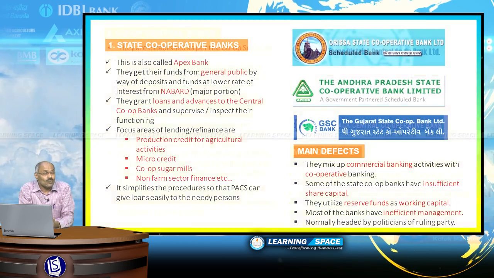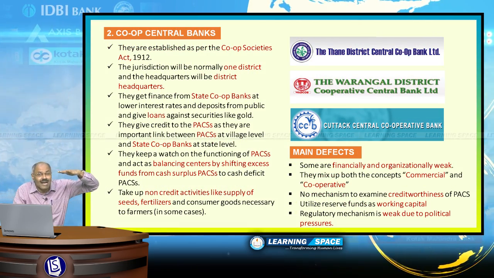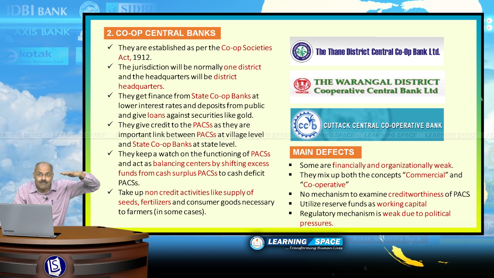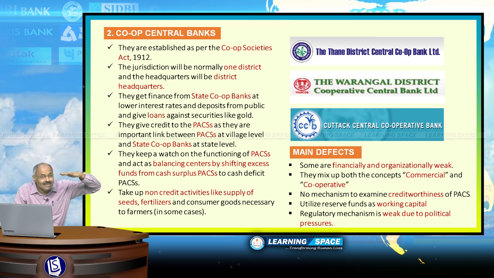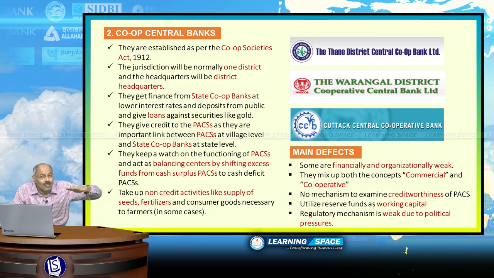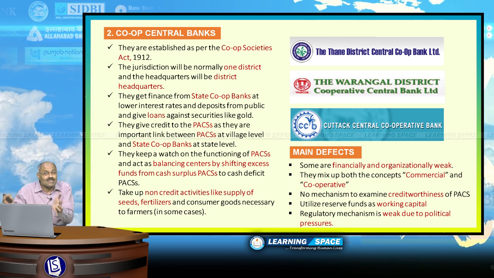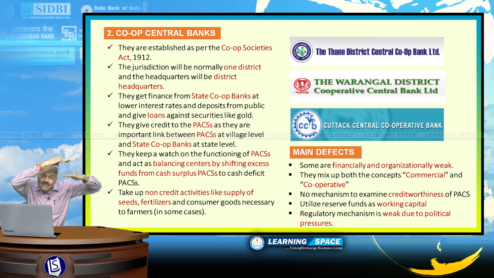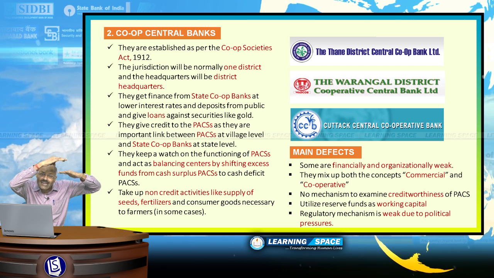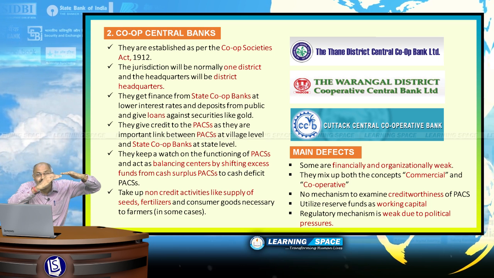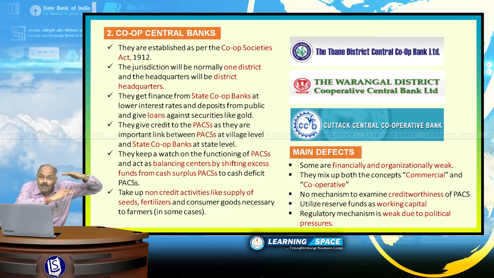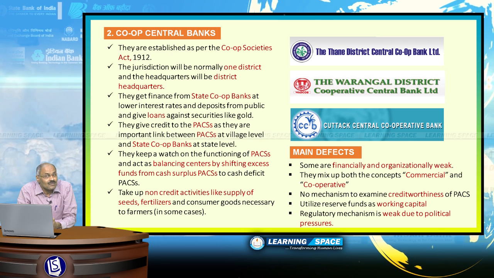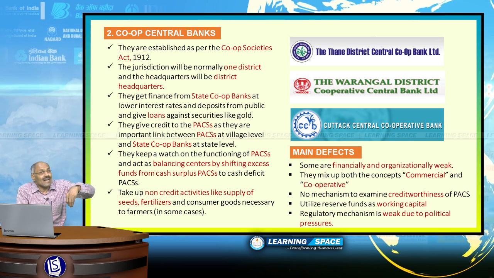If you look at cooperative central banks, they are at the district level, like the Thane District Cooperative Central Bank Limited, that is in Maharashtra. The Warangal District Cooperative Central Bank Limited, that is in Telangana. Cuttack District Central Cooperative Bank, that is in Odisha. Like that, each district may have a central cooperative bank. At the top level the state cooperative bank will give loans to the district central cooperative bank, and in turn the district central cooperative bank will pass on the benefit to primary agricultural credit societies. So the duties I have given here.